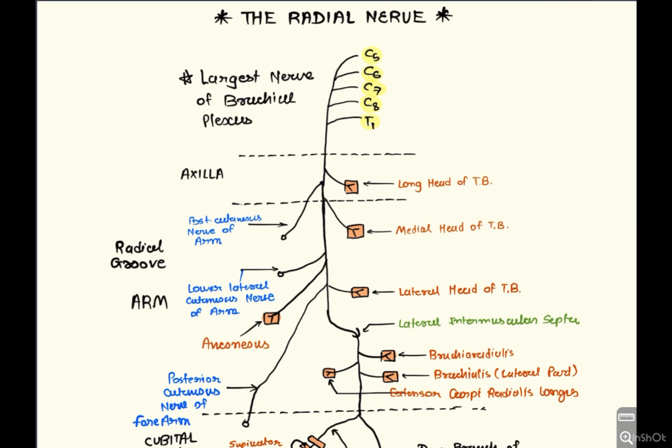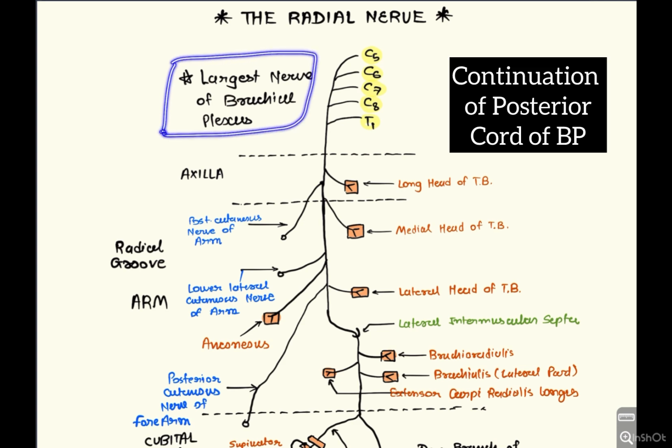Hello everyone. So today in this video we are going to discuss the radial nerve, the course, the branches and the clinical anatomy related with the radial nerve. As you know, the radial nerve is the largest nerve of the brachial plexus and it is actually the continuation of the posterior cord of the brachial plexus.